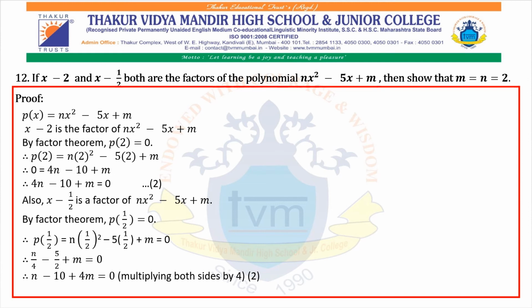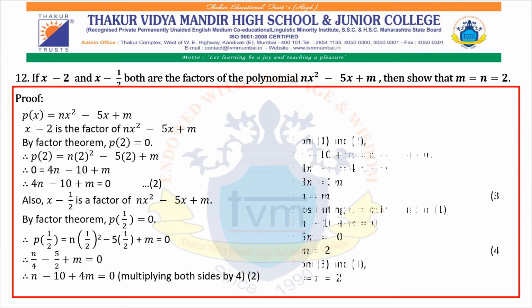Also, x minus 1 upon 2 is a factor of nx square minus 5x plus m. By factor theorem, P of 1 upon 2 is equal to 0. Therefore, P of 1 upon 2 is equal to n of 1 upon 2 square minus 5 into 1 upon 2 plus m is equal to 0. Therefore, n upon 4 minus 5 upon 2 plus m is equal to 0. Multiplying both sides by 4, we will get the answer as n minus 10 plus 4m is equal to 0. That is our equation number 2.